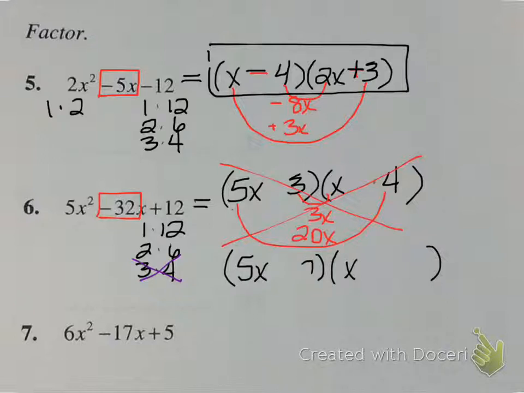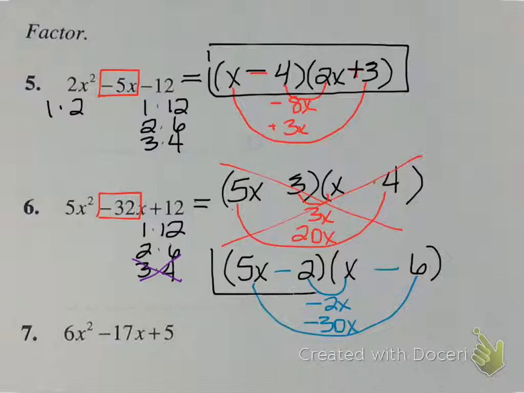So I'm going to put my 2 here and my 6 here, and let's see if it's going to work. So my outers, that'll give me 30. My inners will give me 2. I will get a negative 32 if they're both negative. So final answer, 5x squared minus 2 times x minus 6.